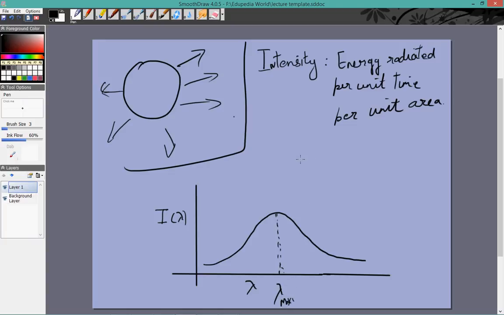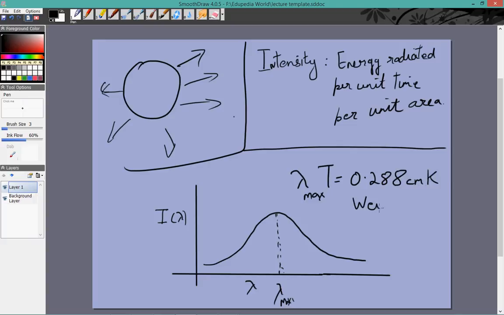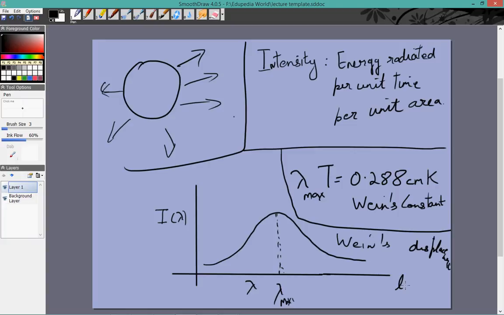A scientist called Wien actually gave a law which tells us how this lambda changes with temperature, right? So the law is lambda max times T is equal to 0.288 centimeter Kelvin, which is called Wien's constant, and this whole thing is called Wien's displacement law.